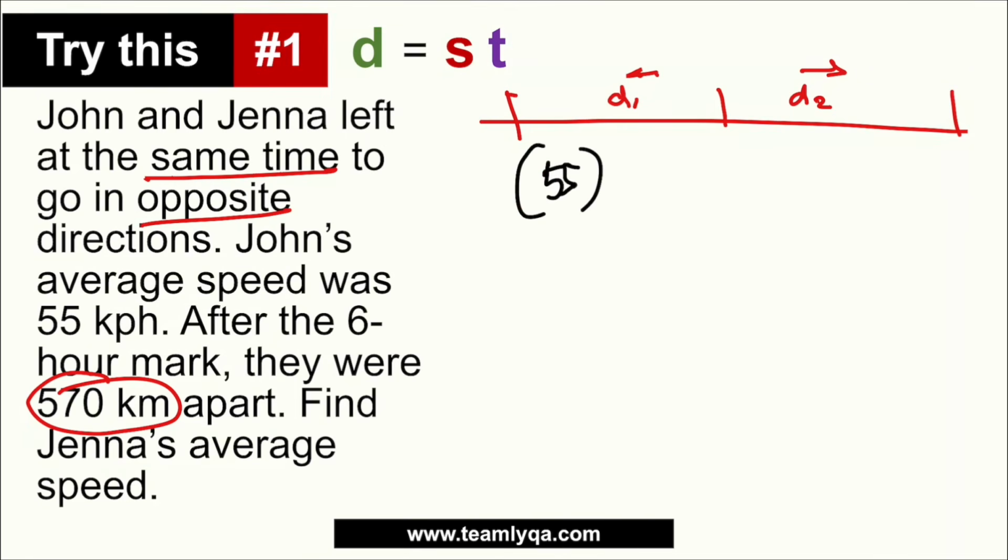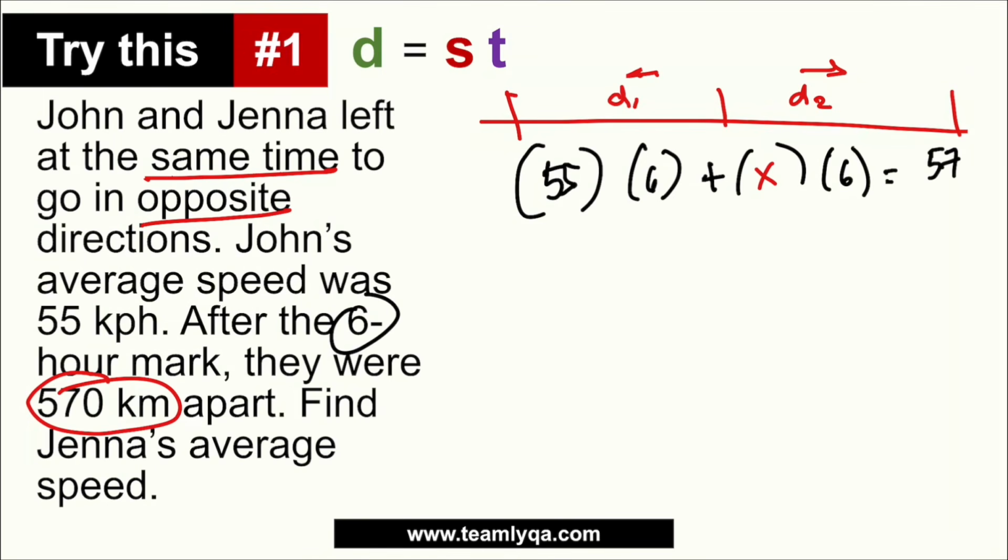So, kung isosolve natin yan, pwede natin kunin na agad yung speed ni John, which is 55 kilometers per hour, times yung oras na nag-travel sila, which is 6. Tapos, i-add natin siya dun sa hindi natin alam, which is yung x. Tapos, again, ang speed ni Jenna yan, i-multiply din natin sa 6 kasi pareho naman silang 6 hours tumatakbo, walang huminto sa kanila. So, after some time, etong 6 hours na yan, naging 570 kilometers apart sila.